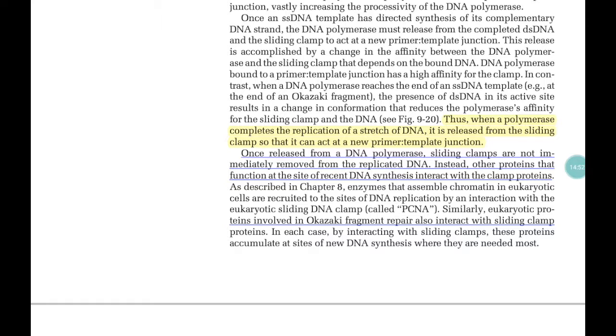Thus, when the polymerase completes the replication of the strand of DNA, it is released from the sliding clamp. Once the polymerase is released from the DNA, sliding clamps are not immediately removed from the replicated DNA. Instead, other proteins that function during replication and DNA synthesis interact with the clamp proteins.